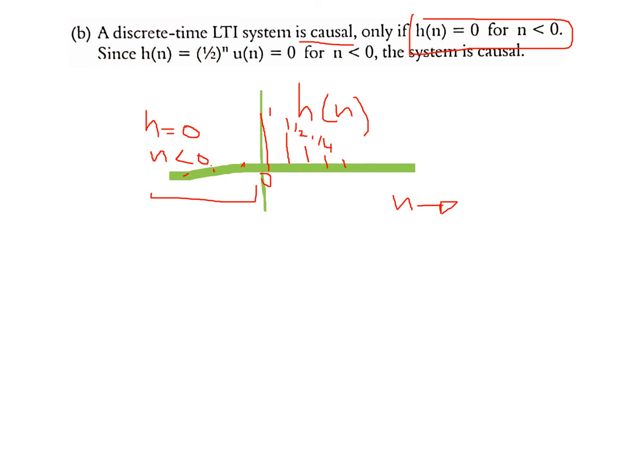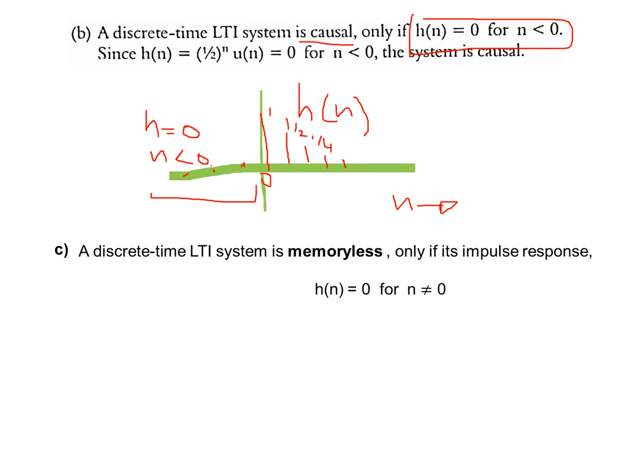Then what about the memory property? What about the memory property of the system? For memory property, the condition is h of n should be 0 for n not equal to 0. Then only the system is memoryless. If the system has to be memoryless, the impulse response should be instantaneous, only at the origin. All other values should have been 0. Then the system doesn't have memory.